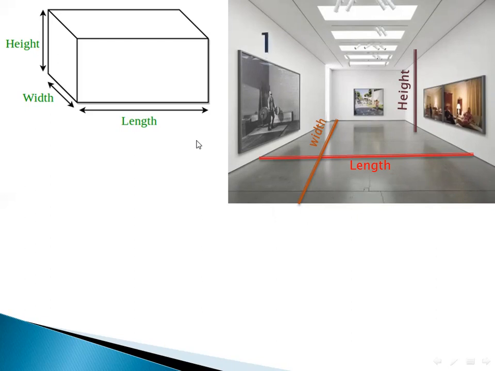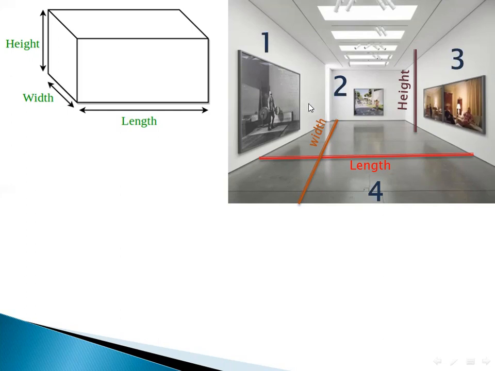The lateral surface area means I'm going to get the area of the four walls. And each two opposite walls are equal. Wall number 1 is equal to wall number 3, sorry, wall number 2 is equal to wall number 4. To get the area of each wall, I must have two dimensions.